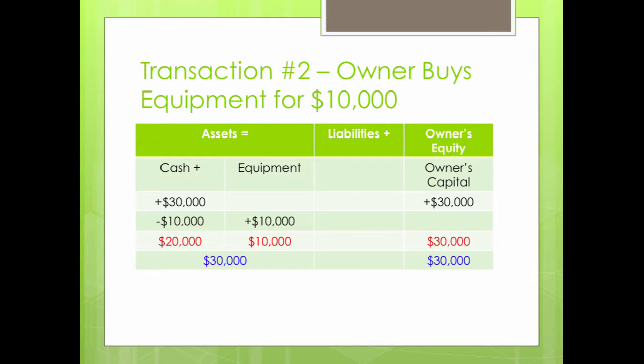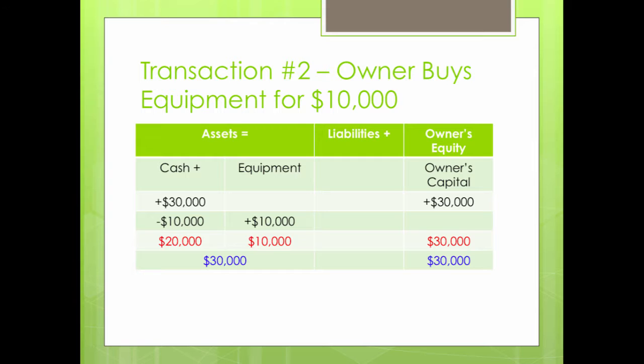So here is transaction number 2. Now, you have invested and recorded $30,000 for your restaurant business. And so next, you decide to buy equipment. Perhaps you want to buy kitchen equipment. And you're going to buy it in the amount of $10,000.